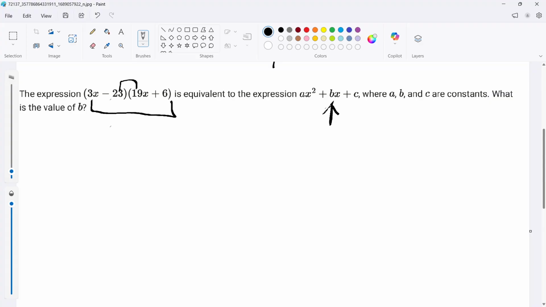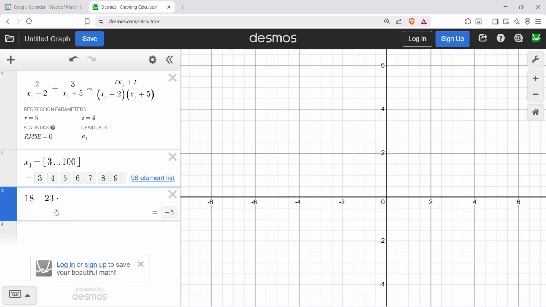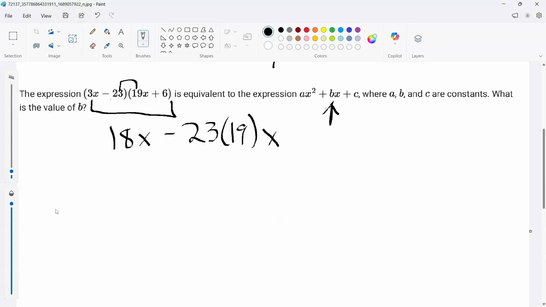3x times 6, 18x. Minus 23 times 19x. I'm not going to bother doing that by hand because I can just do 18 minus 23 times 19. 18 minus 23 times 19, negative 419. This is a gridded, negative 419. Remember, on the digital SAT, you can put negatives. If you were working the old SAT, you could not.